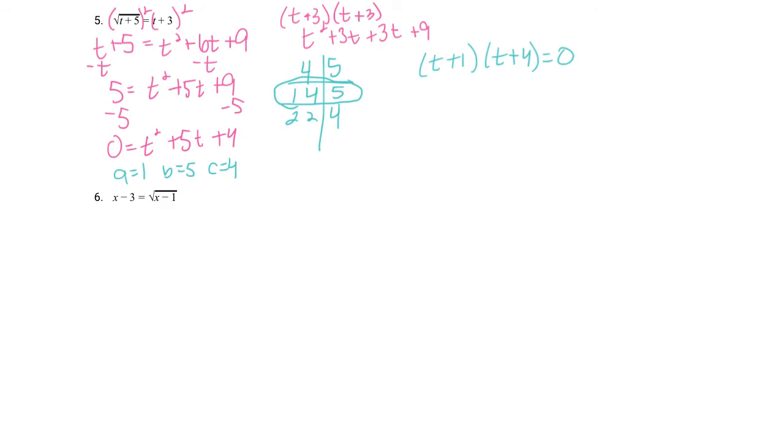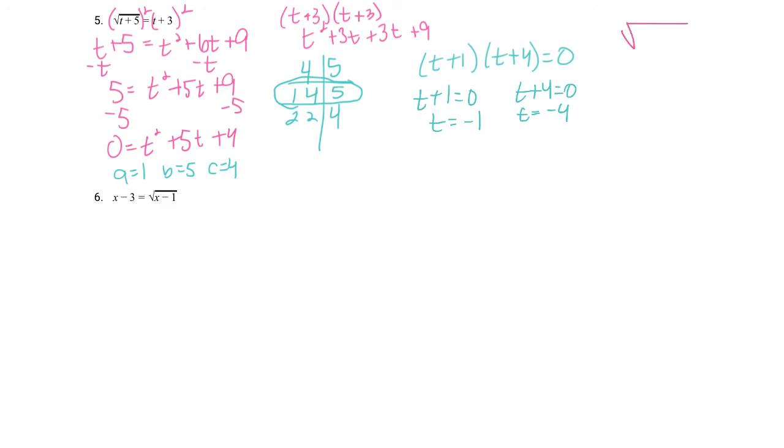If these are multiplied together and their product is 0, that means at least one of them is 0. So we do t plus 1 is 0, and t plus 4 is 0. That means t equals -1 is a possibility, and t equals -4 is a possibility. Let's plug both of those in.